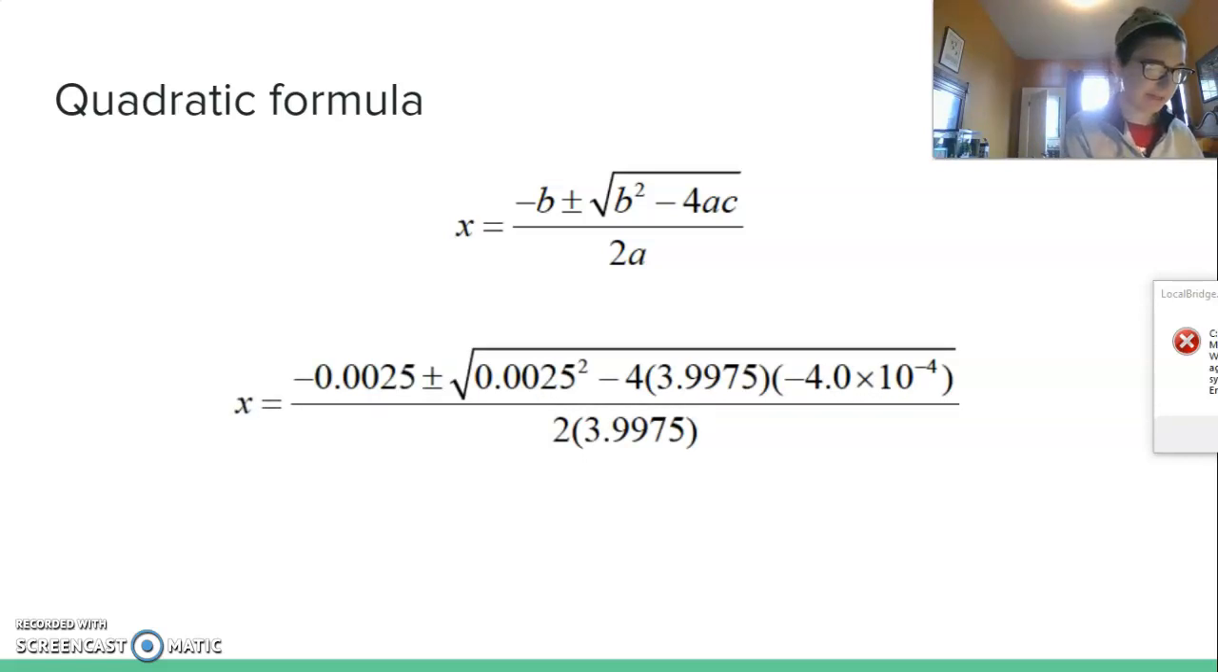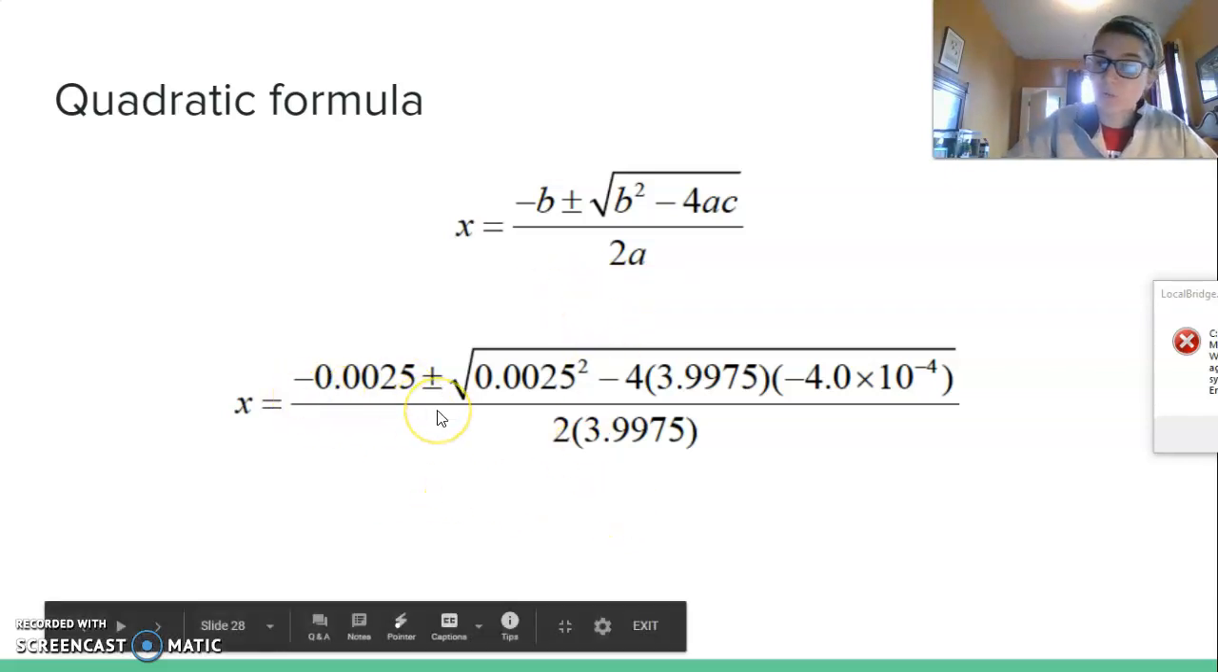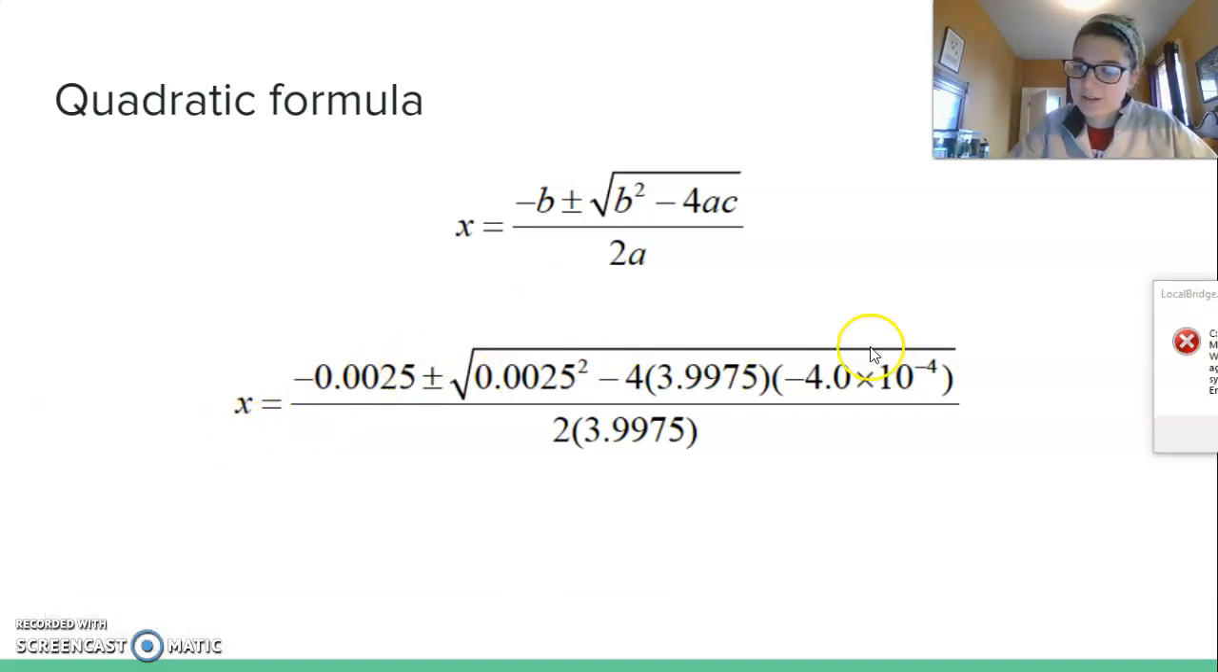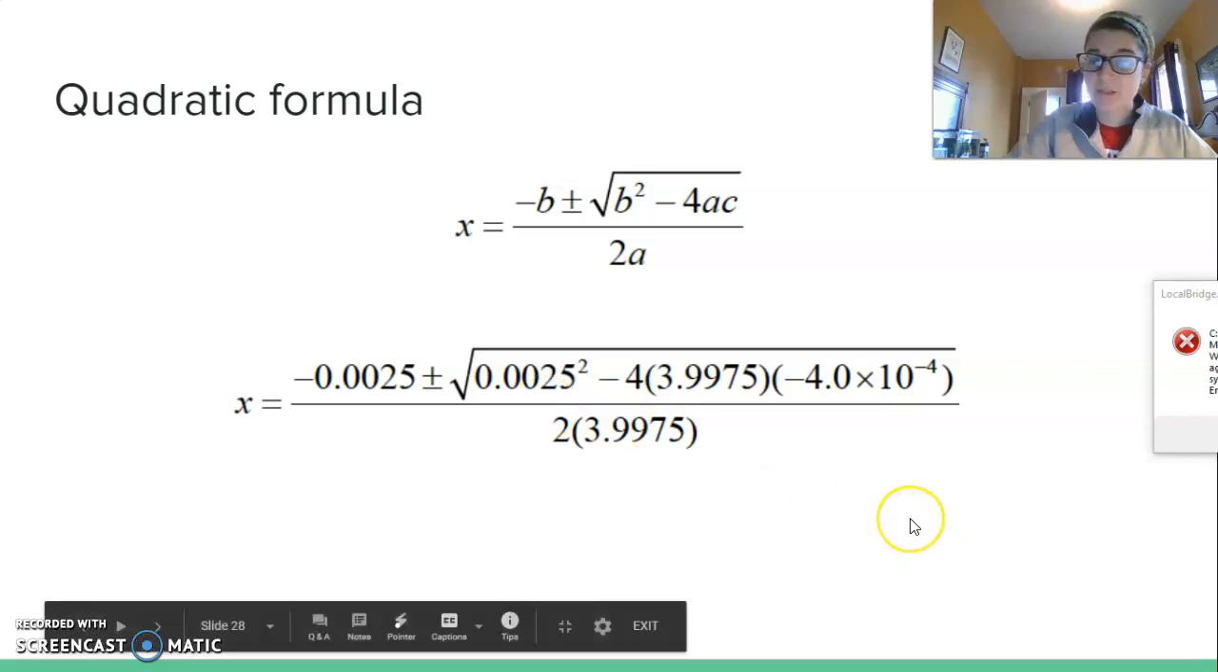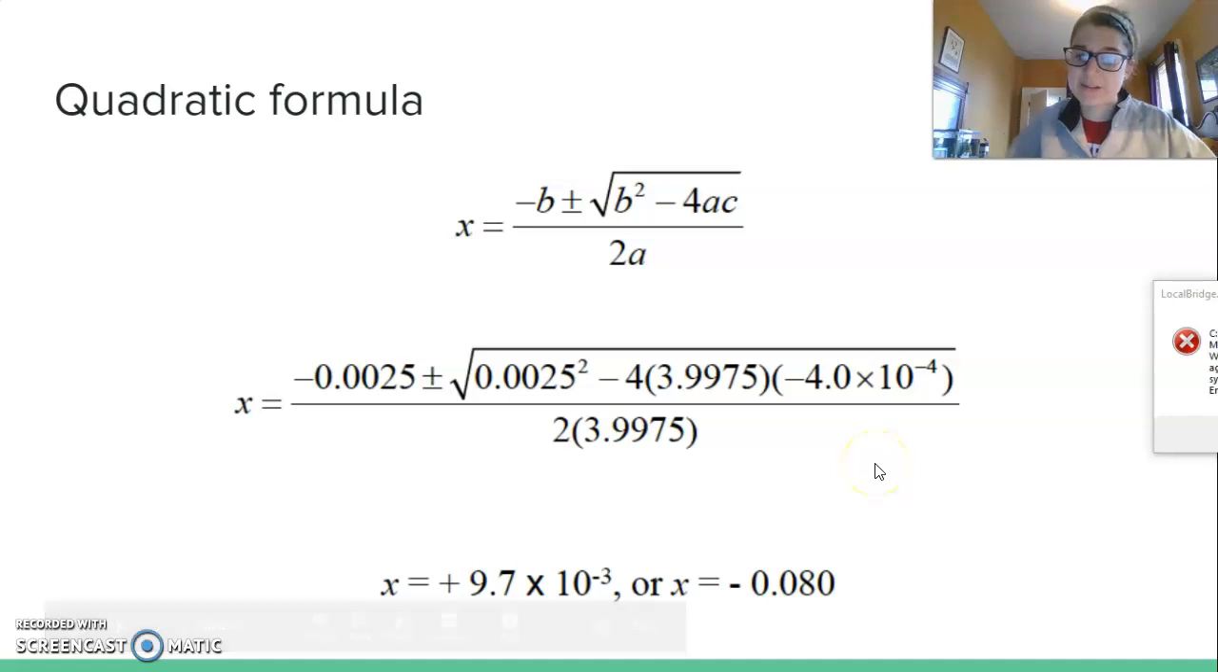I showed you before what is a, what is b, and what is c. And then we can plug and chug, and we're going to get two answers because at first we're going to add this value, and then we're going to subtract that second value. So we're going to get two answers for x. We get positive 9.7 times 10 to the negative 3, or negative 0.08.